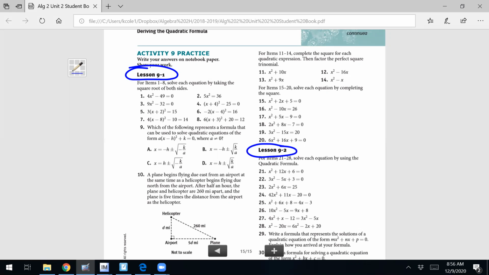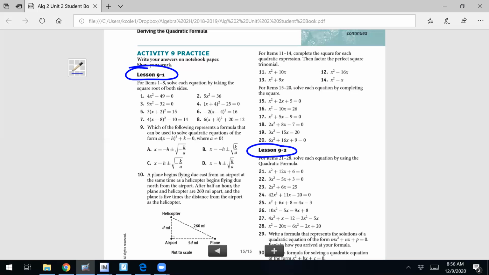Okay? So page 149, I want you to do 1, 2, 3, 4, 5. So those first 5. Then over on the same page, the other column, the numbers 11 through 14, you are just completing the square. You don't actually have to solve those out. I just want you to complete the square.